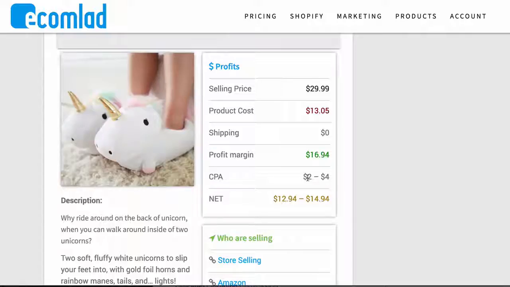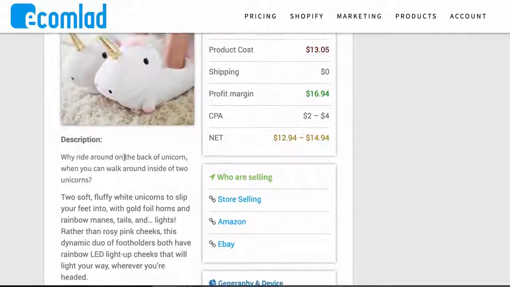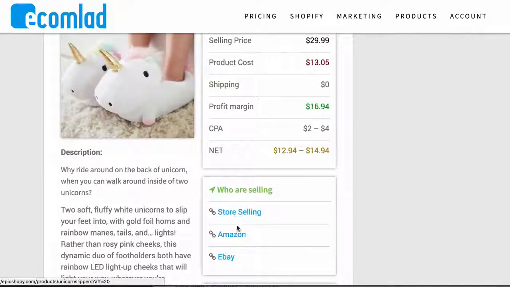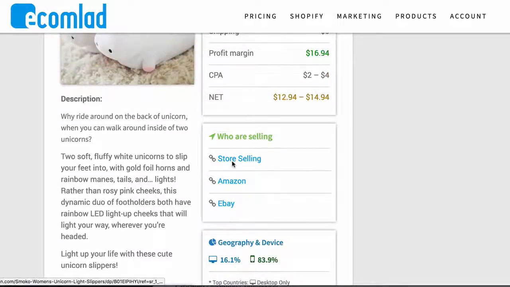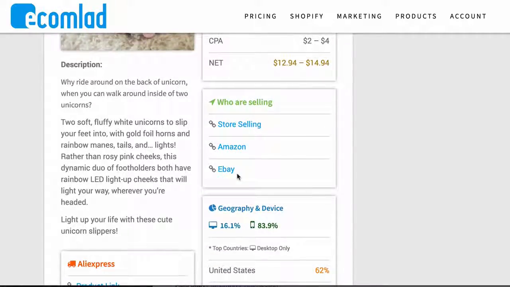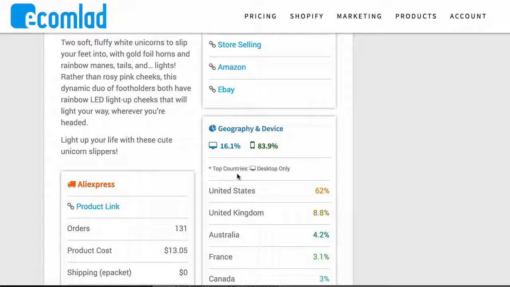So if you're spending $2 to $4 on a cost per action, then you're going to be making $12 to $15 on average if you are going to sell this product. So you can see here it gives you a description. You can actually look at the store selling it, the Amazon store that's selling it, or the eBay, which is also a really good technique because you can find different pictures, different descriptions, different price points, etc. by looking at different stores, but also looking at Amazon and eBay as some different comparisons.